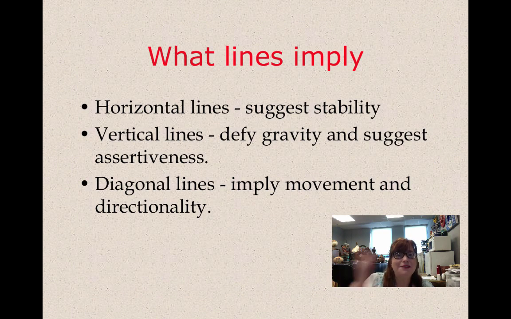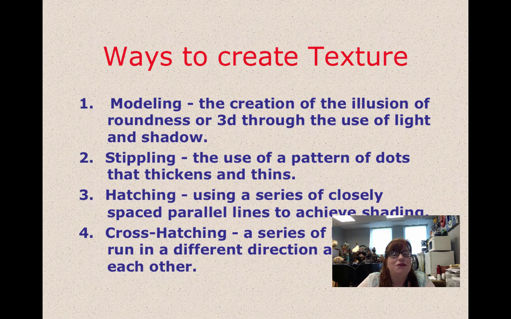So lines imply different things. Horizontal lines can suggest stability, and vertical lines can defy gravity and suggest assertiveness. And then diagonal lines can imply movement and directionality. So there you saw that. And then there are lots of different ways to create texture with line as well. One is modeling, and that is the creation of the illusion of roundness or three dimensions through the use of light and shadow. You can do that very easily with pencil or charcoal.